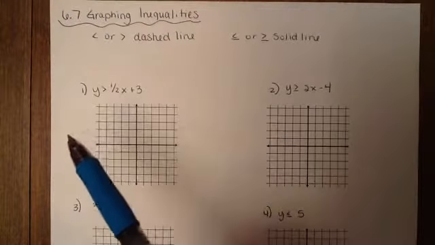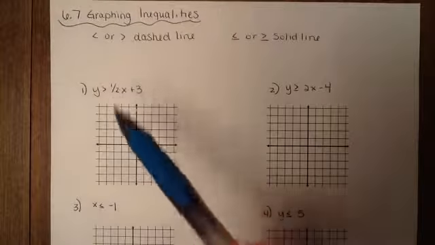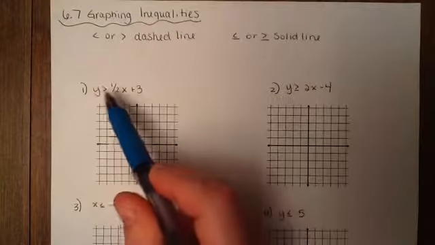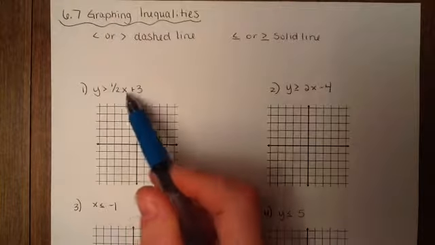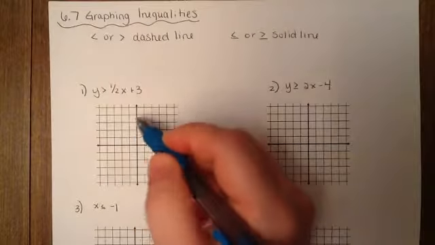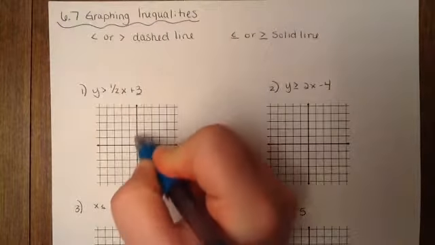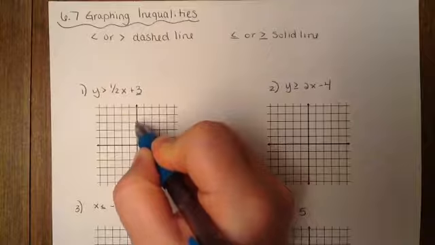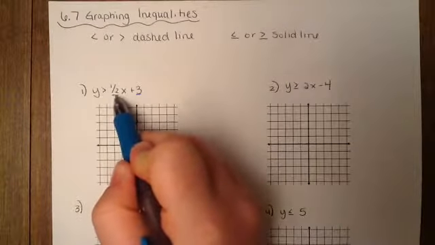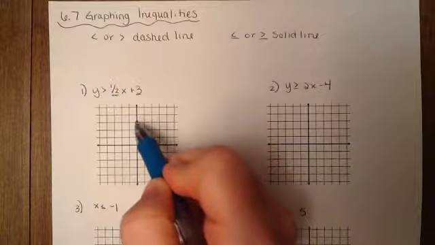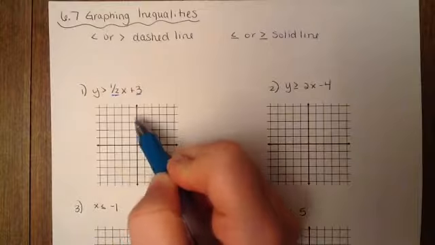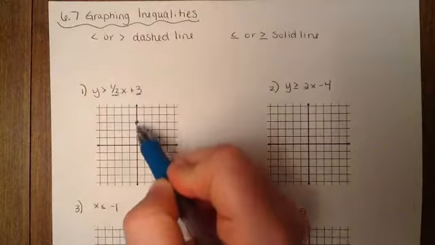When we graph these, we're going to graph it as if it was just an equal sign, like we have been doing before when we graph. So this is already in y equals mx plus b. So where does it cross? What's our y-intercept? 3. So I'm going to go up 1, 2, 3, plot a point. My slope is 1/2. So starting from this point, I'm going to go up 1 over 2.